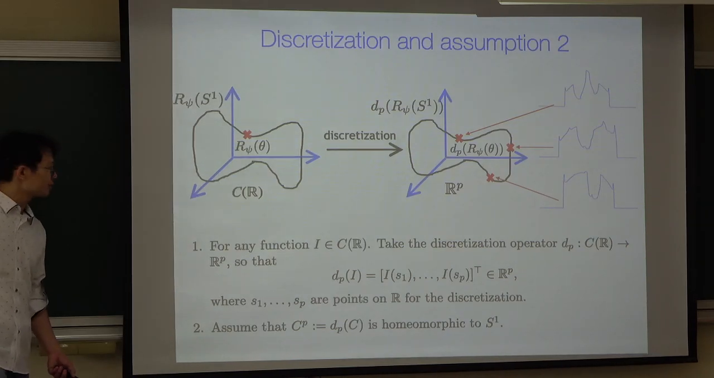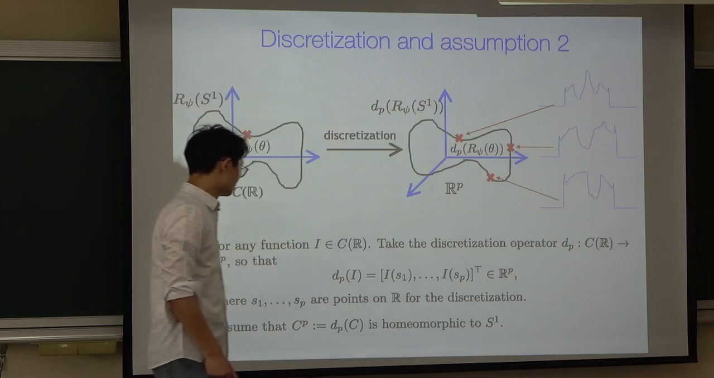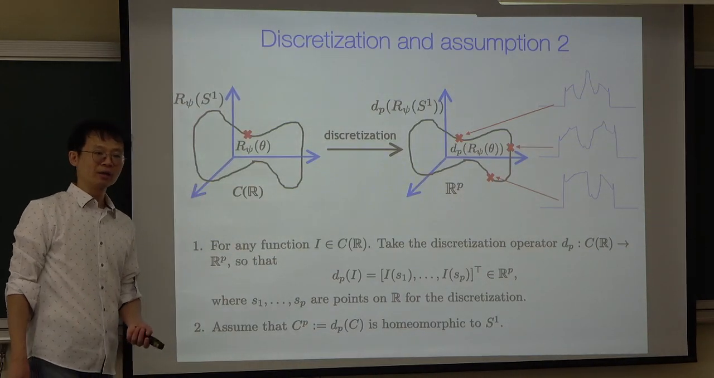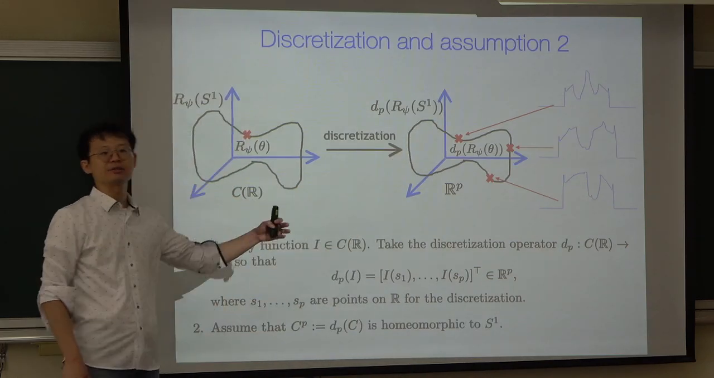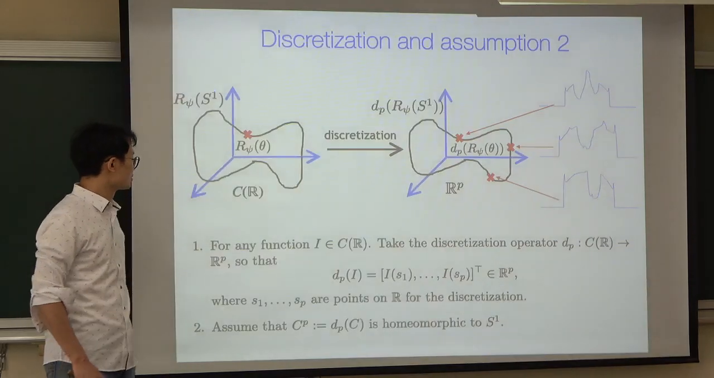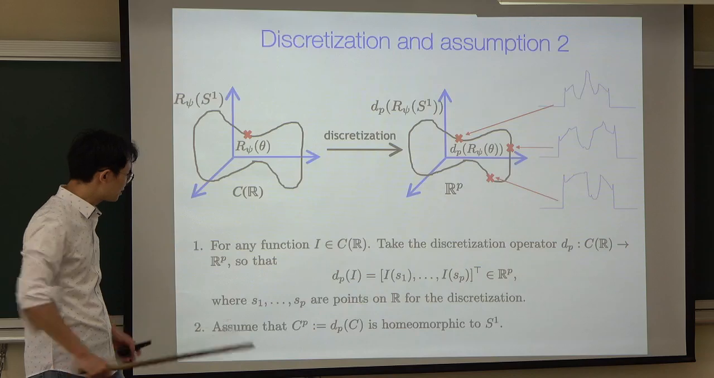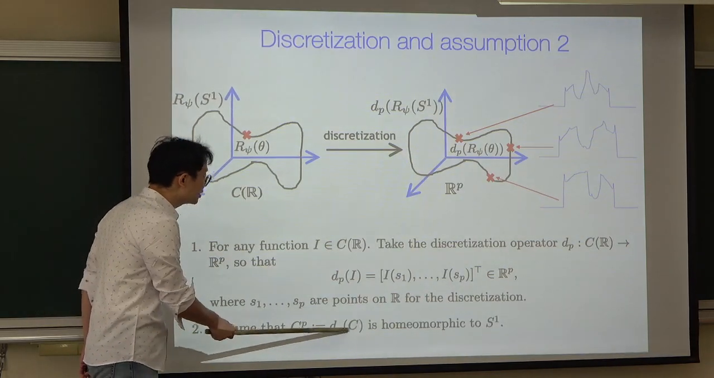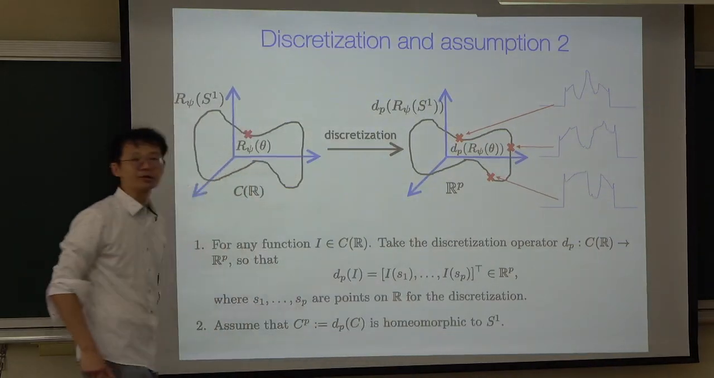And certainly we cannot say P is very, very small. Suppose P is very small, like 1. Then obviously you cannot get anything like a circle, right? Because everything will be reduced to just a discrete point on the line. So you need P to be big enough, so that we assume that Dp of C is homeomorphic to S1.